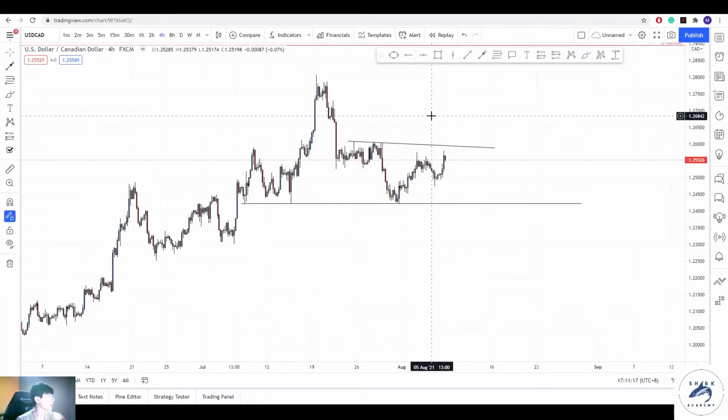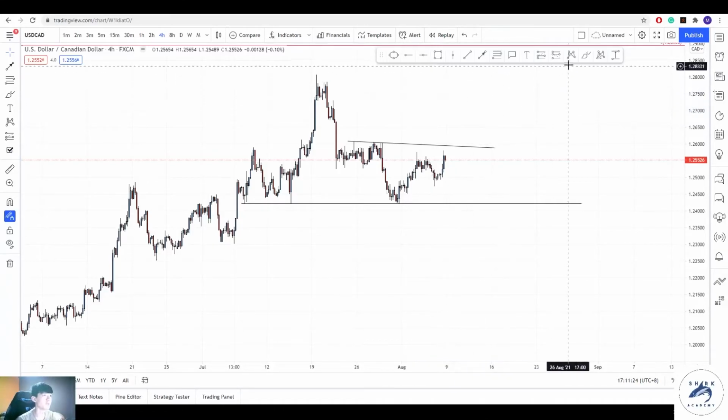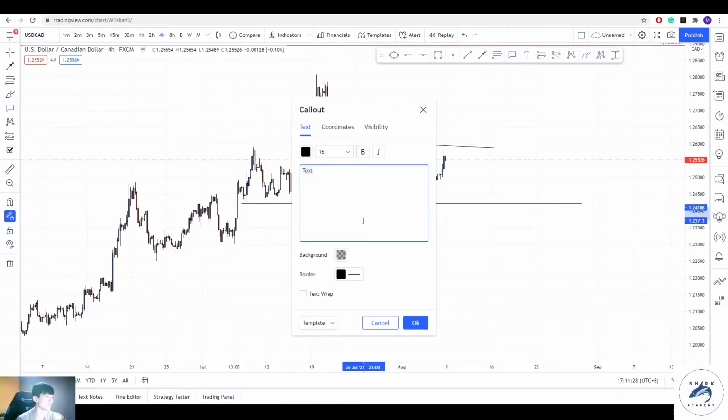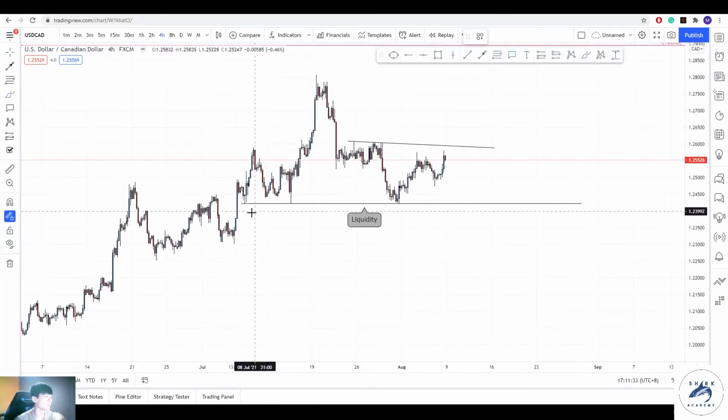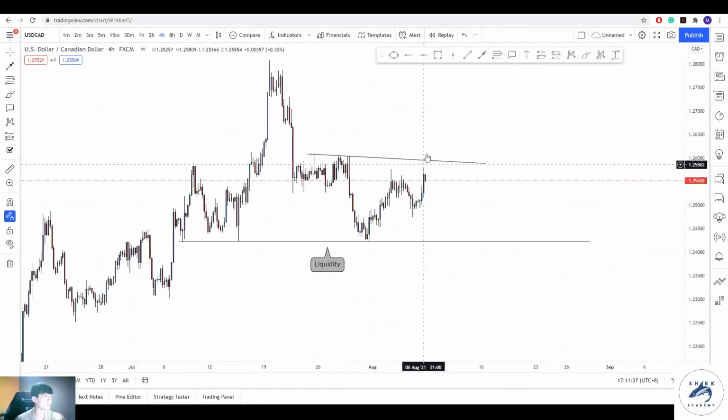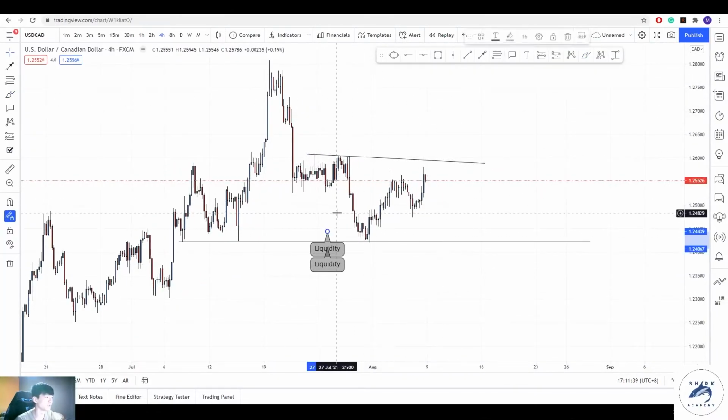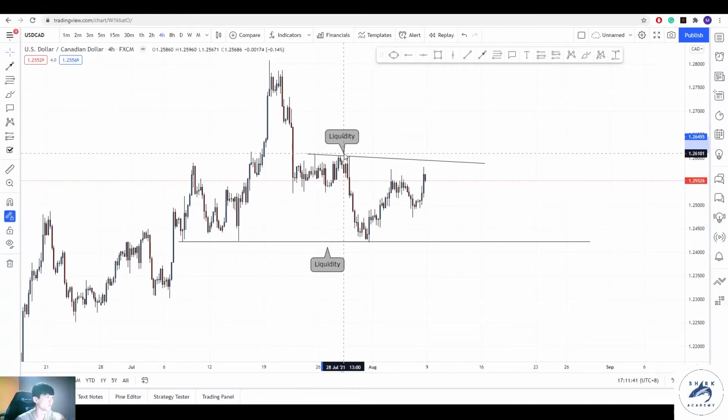Dollar CAD will be the next pair that we'll be talking about, and on the 4-hour time frame, the first thing that is obvious to you would be these relatively equal lows, which means that there is liquidity lying beneath this level. Am I right to say so? So there are lots of orders lying beneath this area. And over here, we have a trend line that is obvious as well. And this means that there is liquidity lying above these areas as well.